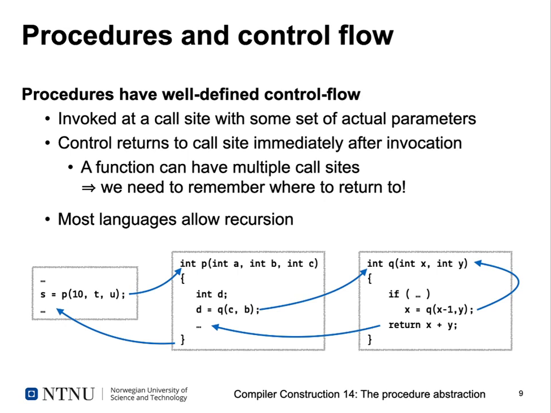So control returns to the call site immediately after the invocation of a function, so usually in the next line of code or in the next part of your expression, depending on where you actually invoked the function, in which context you invoked it. A function usually has multiple call sites, so we can not only call a function from this one place, but from an arbitrary number of places in our code. This means we always need to remember where to return to. So if we call P here, we need to return to that location. If we call P somewhere else, we need to return to this other location. And most languages allow recursion, so this also has to be valid when a function recursively calls itself.